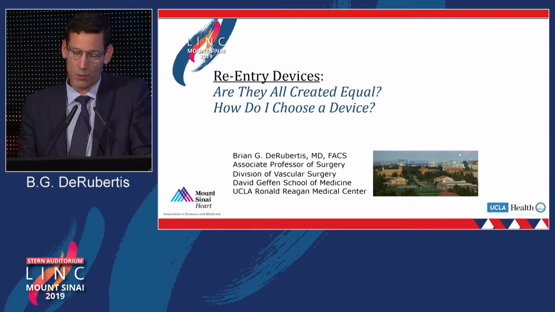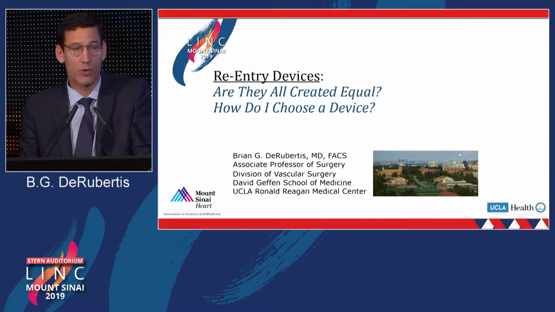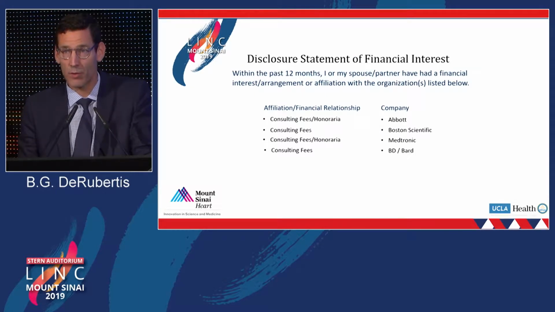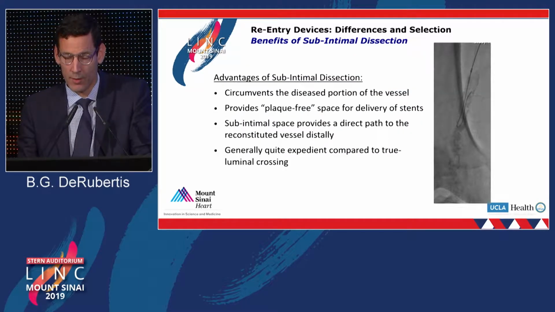So I'm going to discuss reentry devices. Are they all created equal, and how do we choose between them? These are my disclosures. So I think there's obviously benefits of subintimal dissections.